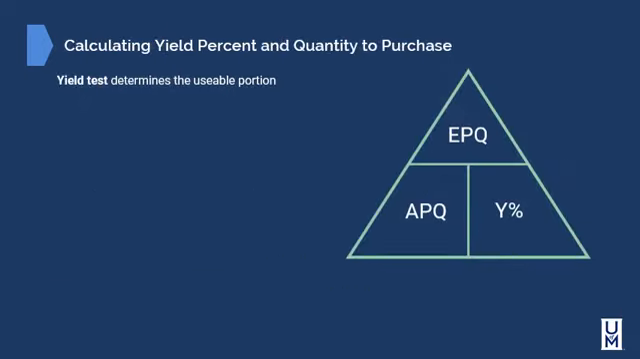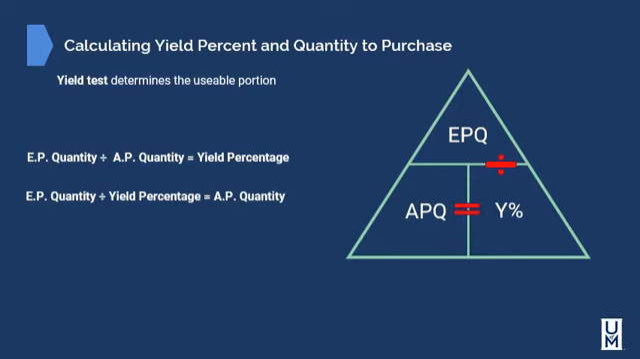Let's look at calculating yield percent and quantity to purchase. Anytime you have three variables, you can use a triangle very similar to this. Our edible portion quantity divided by our as purchased quantity equals our yield percent.